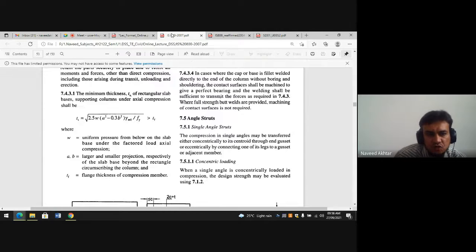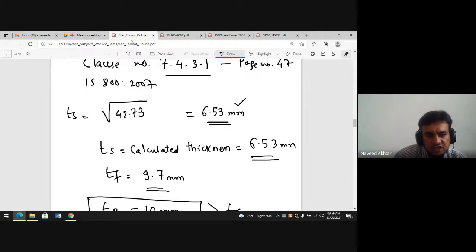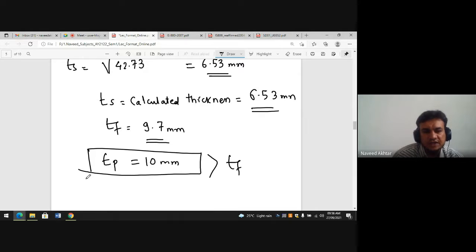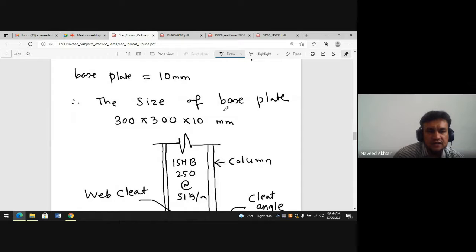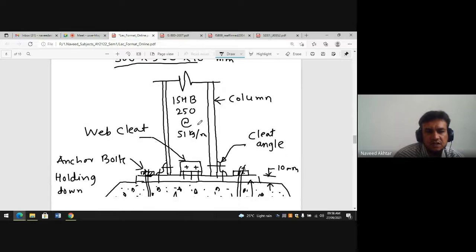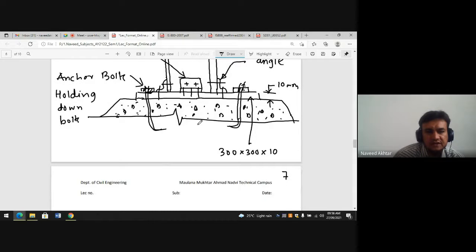But what says the IS code is that your thickness should be greater than TF. So you know the TF is 9.7 in our case. So let us provide the thickness of plate 10 mm. 10 mm is greater than 9.7 mm. That is greater than TF. Okay. So let us provide the size of base plate 300 by 300 by 10 mm.